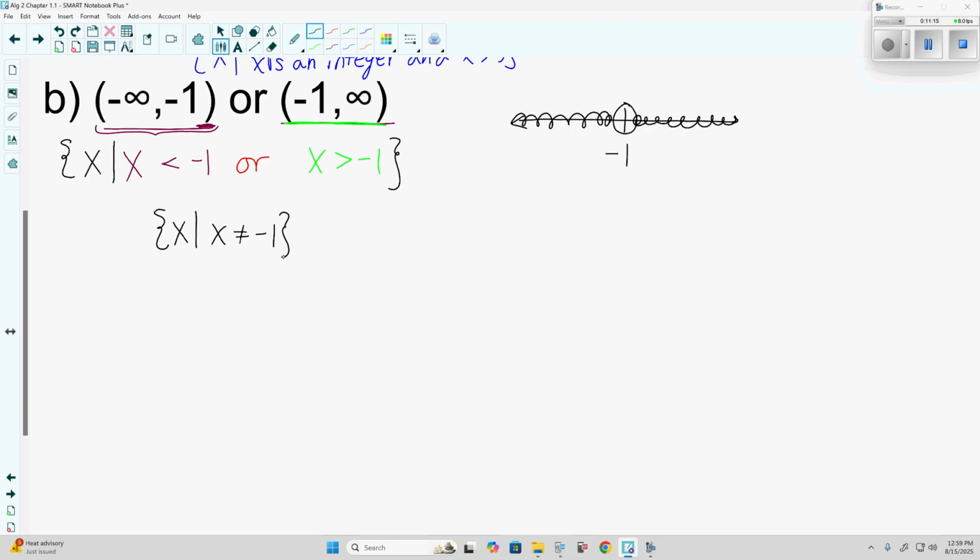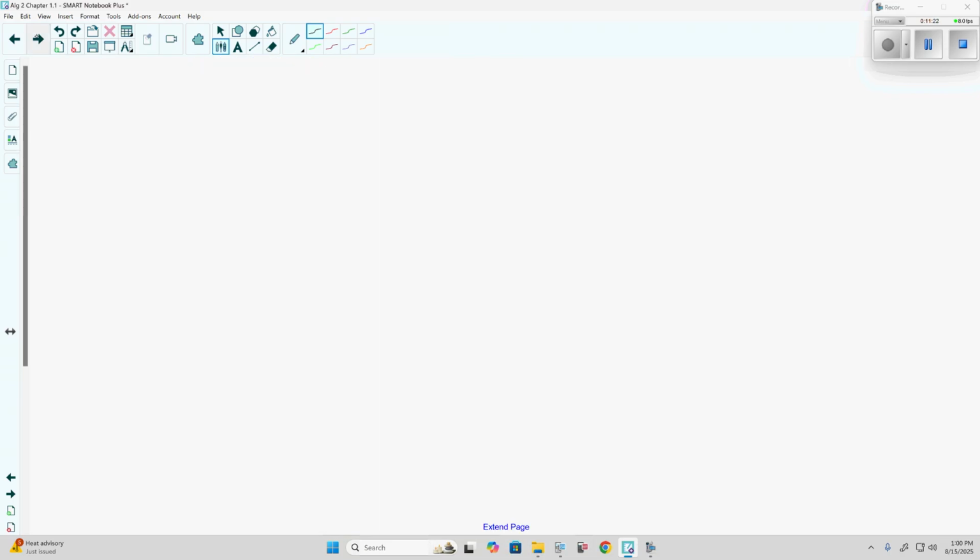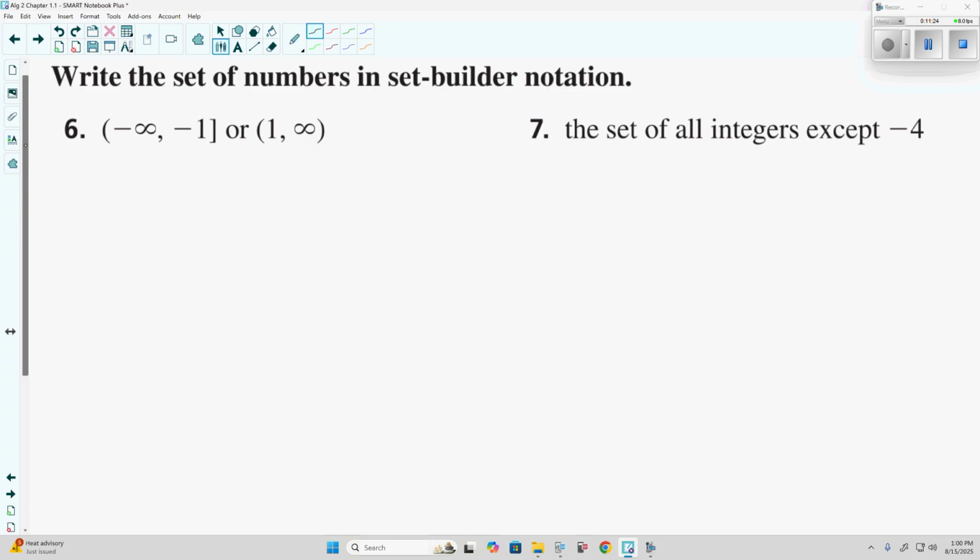Questions on this here? We ready for the next one? Number 6, -infinity to -1, or 1 to infinity. Again, we're talking about two intervals, so that means we're talking about the set of all real numbers. And unfortunately, we can't just stick this in the set builder notation. We have to rewrite these as inequalities.